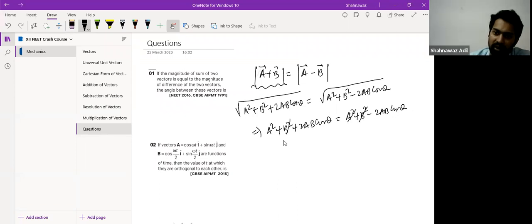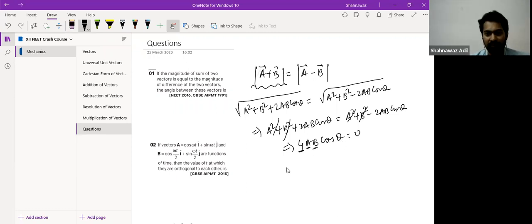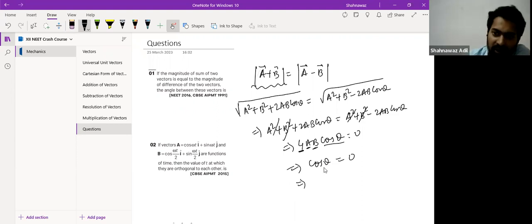So this will cancel and we are left with 4AB cos theta is 0. Okay, so 4 can't be 0, A can't be 0, B can't be 0. So which part is 0? Cos theta is 0. So for what values of theta is cos theta 0? 90 degrees. So theta is 90 degrees. So this is the answer.